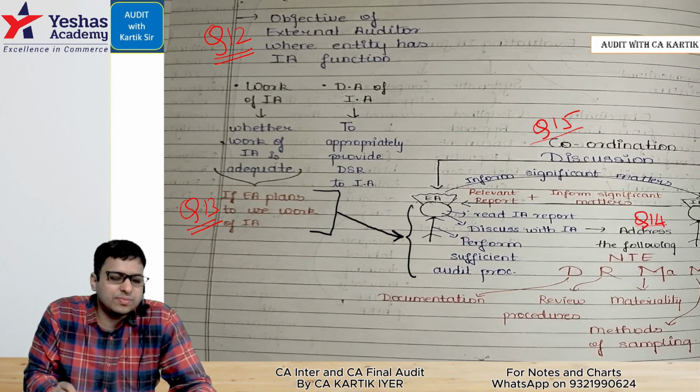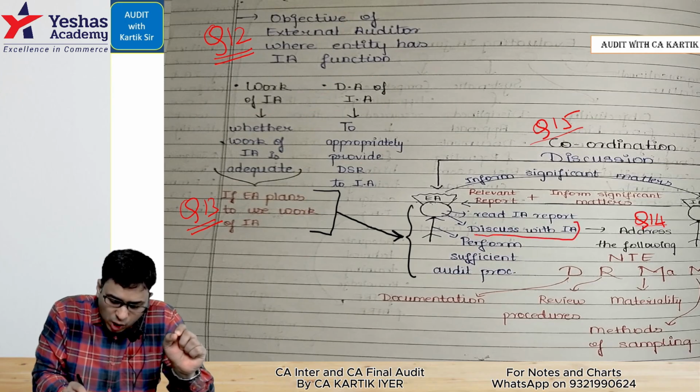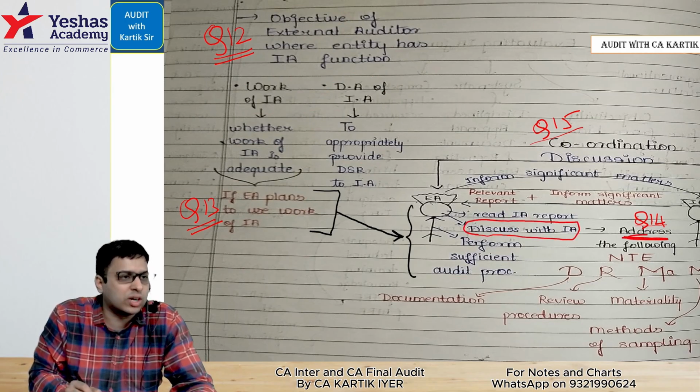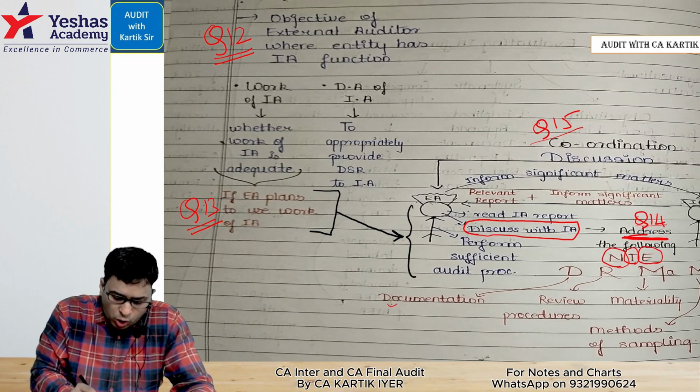Sir, when we are having a discussion with the internal auditor, what matters will be addressed? We made a code called NT DR MAME. Nature of the work done, timing of the work done, extent of the work done. D was documentation and R was review procedures.